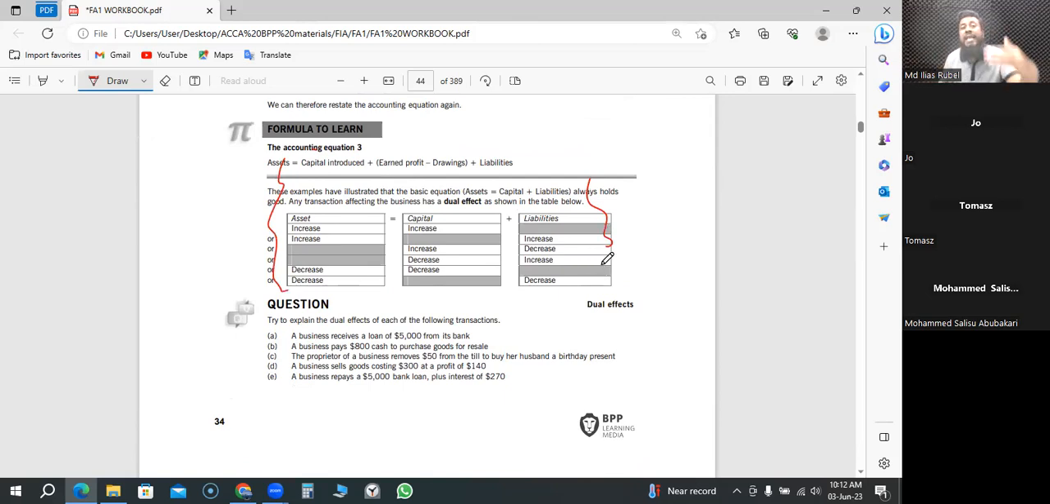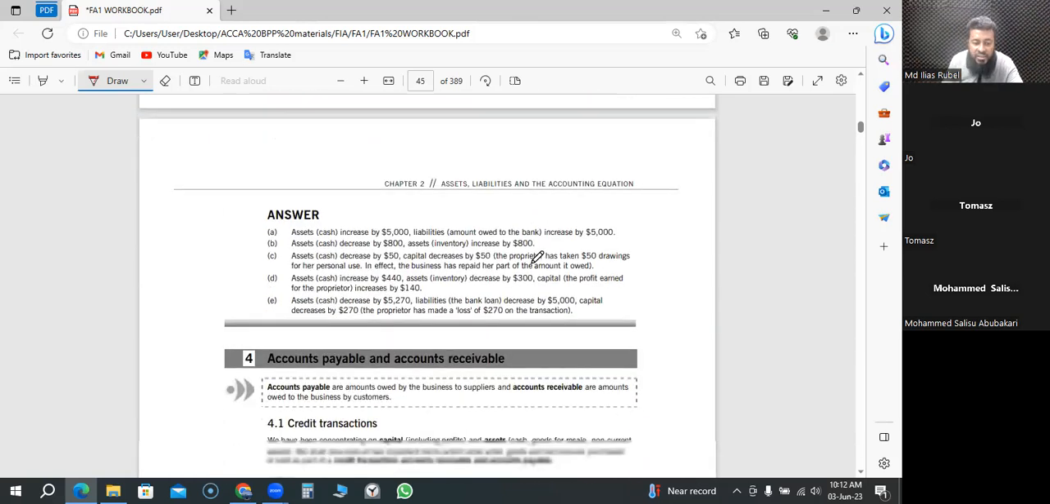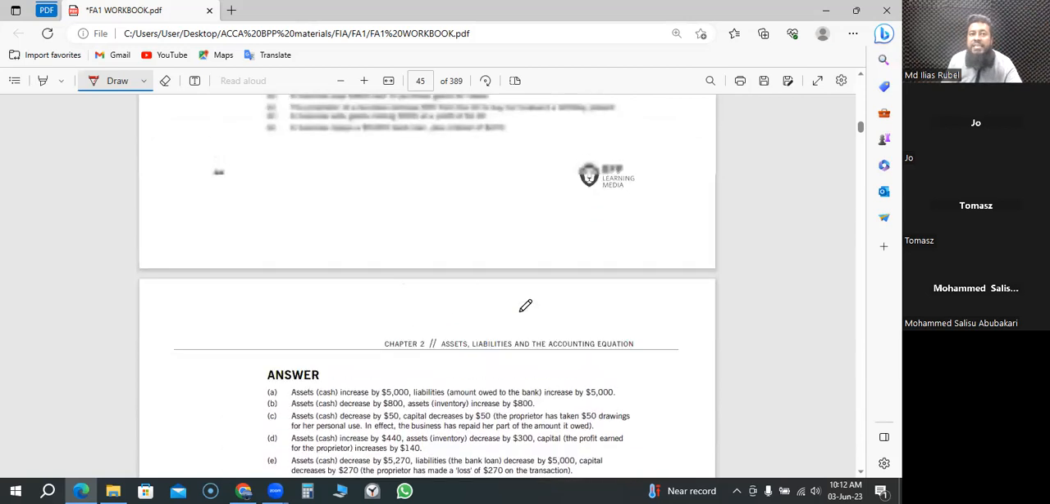Of course, your asset and liability go up and down. If you buy new assets, think from business point of view, asset goes up. If you sell it, asset goes down. If you pay by cheque or bank, your bank goes down, or cash goes down. And later on, maybe we're going to talk about credit sales, credit purchases.